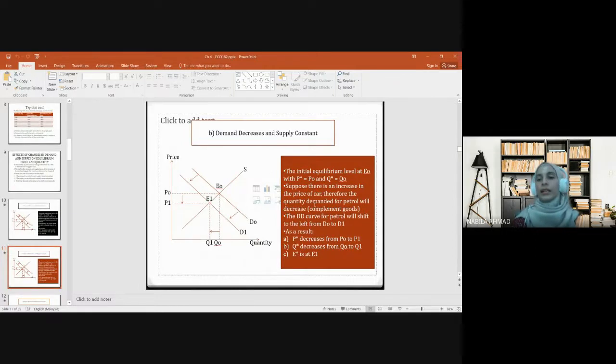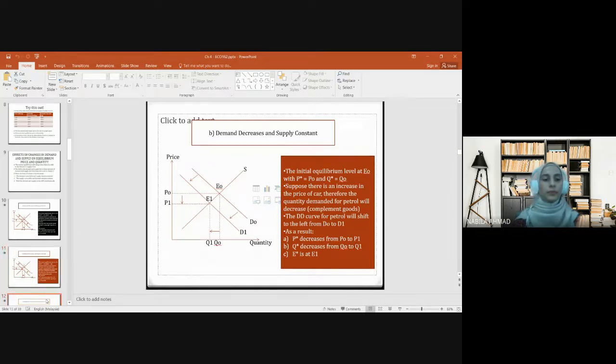Okay, so ini situasi kedua. Suppose there is increase in the price of car. So what happened to the demand for petrol? When the price of car increases, the demand for petrol decrease, sebab car and petrol adalah complementary goods. So the demand curve will shift from D0 to D1, shift to the left. So this is the initial condition. Price is at P0, quantity is at Q0. Bila demand curve shift to the left, there will be new equilibrium at E1. So what happened to the price? Price reduced from P0 to P1 and quantity reduced from Q0 to Q1.